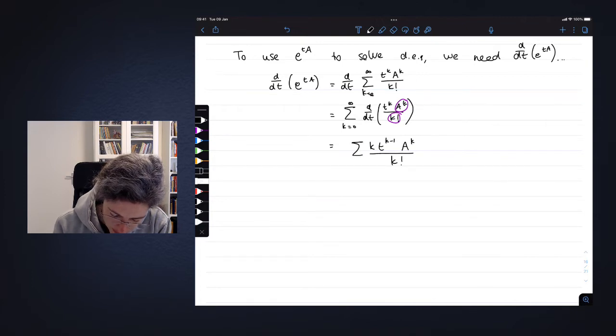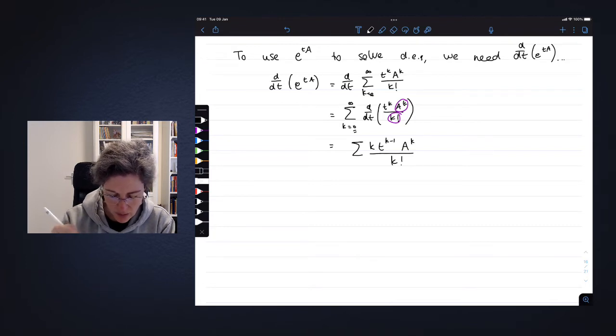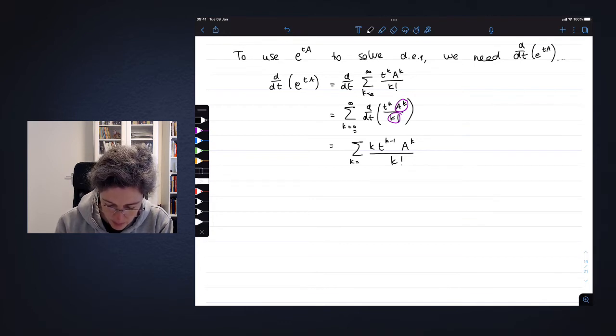And we don't have a k equals 0 term anymore, because when we take the derivative, we only go as far as 0, so t to the 0, which is 1. So we've got from k equals 1 to infinity. So our k equals 0 term drops out.